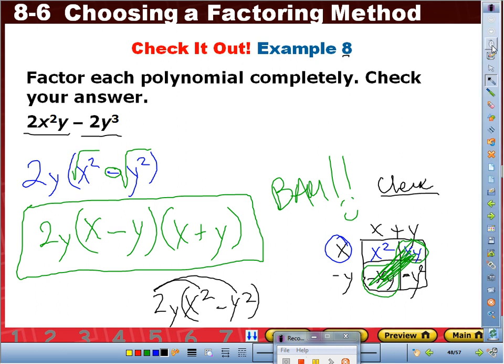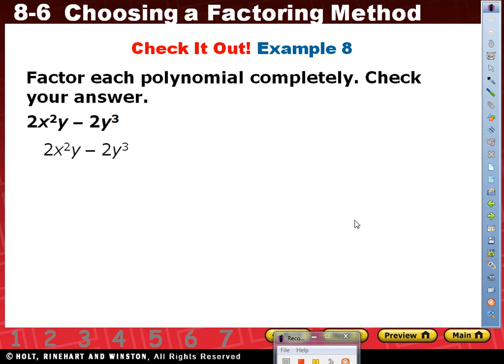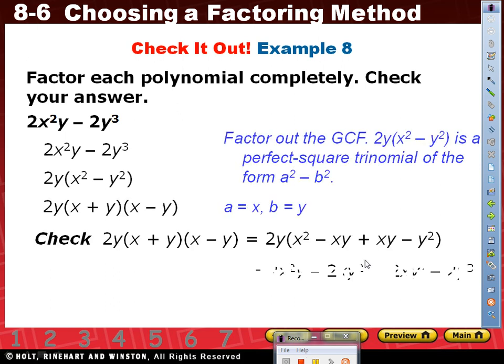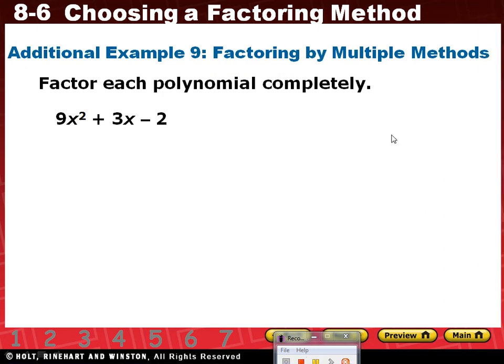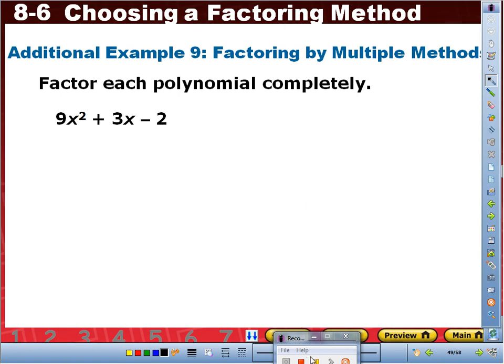And the last one, here we go. Copy this one. Factor each polynomial completely. Oh, not that one, sorry. That one. 9x squared plus 3x minus 2.